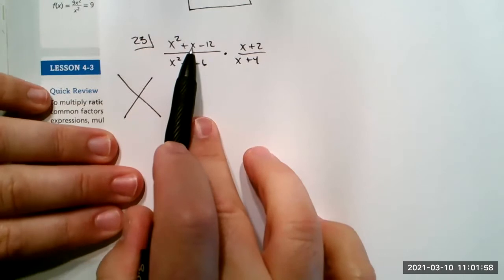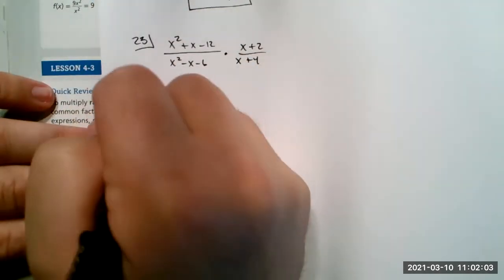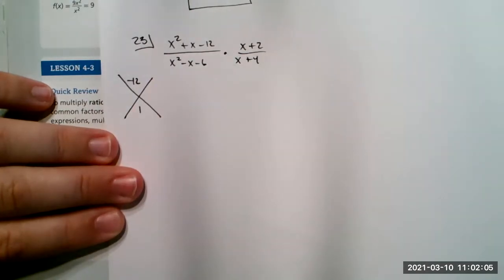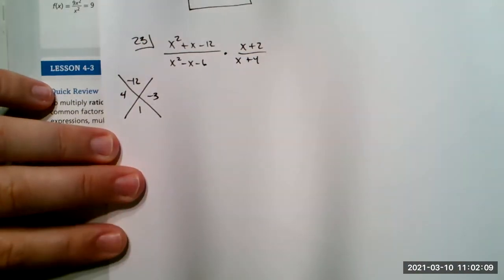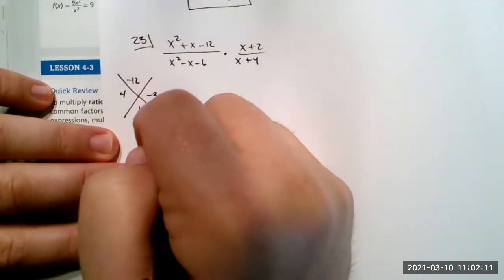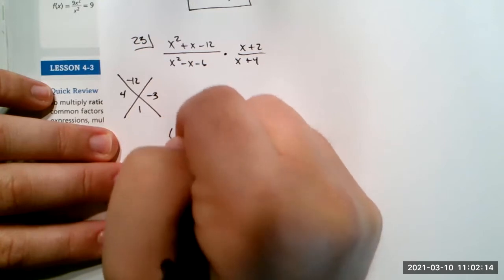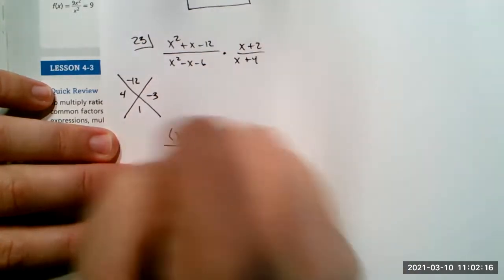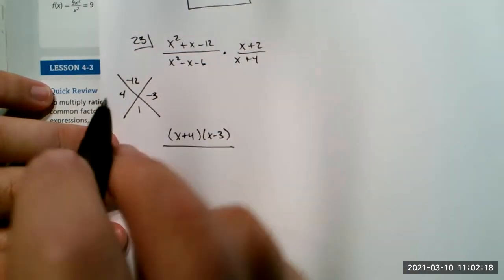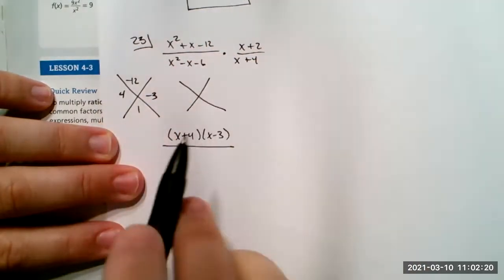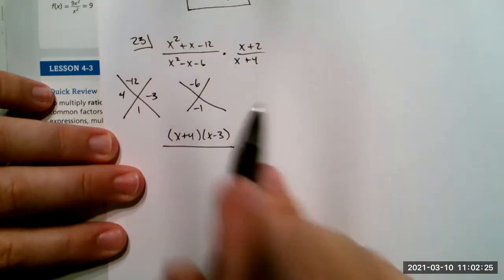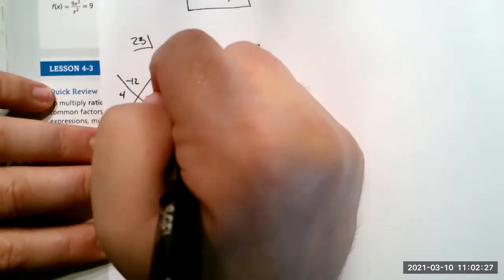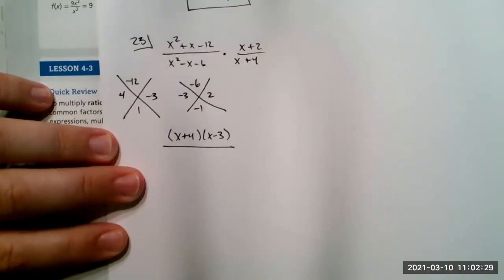So I'm going to factor my numerator, a times c at the top, b down below. Two numbers that multiply to ac but add to b are going to be 4 and -3. So I will write x plus 4 times x minus 3. Then my denominator, same idea, a times c at the top, b down below. Two numbers that multiply to -6 and add to -1 are -3 and 2.